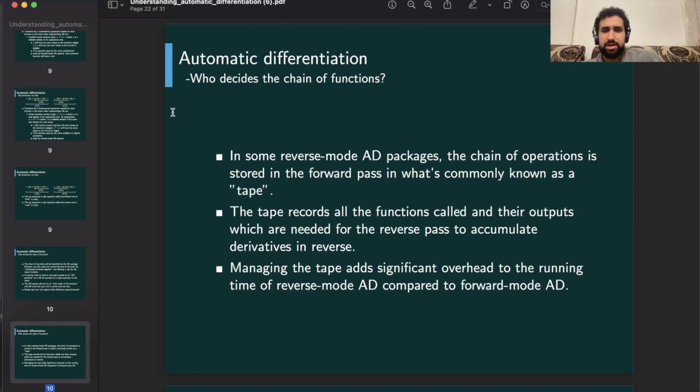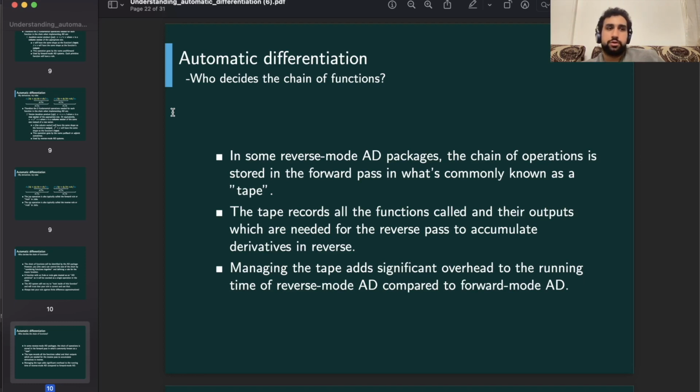And that's because of this, actually, the length of your chain or the length of your tape is important in reverse mode AD. And that's something you really need to keep in mind whenever you're writing code that is intended to be differentiated by a reverse mode automatic differentiation package. One thing to keep in mind is how long is your chain.